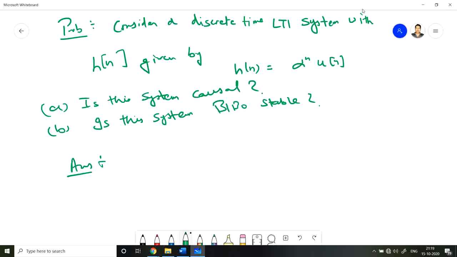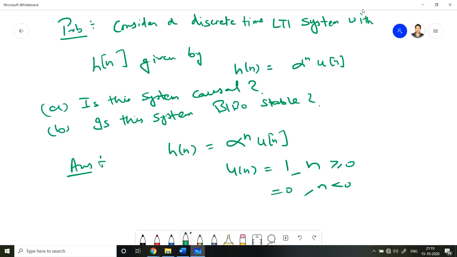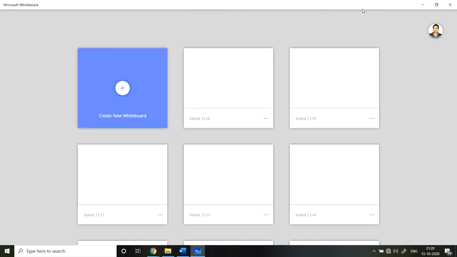So basically the impulse response is alpha raised to the power n u[n]. Now is it a causal signal? Obviously, because u[n] is equal to 1 for n greater than or equal to 0, and it is 0 for n less than 0. So h[n] is equal to 0 for n less than 0, so it is causal. So the first part is that it is a causal system.